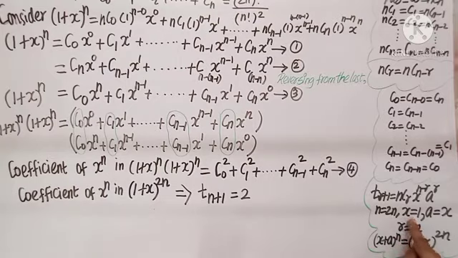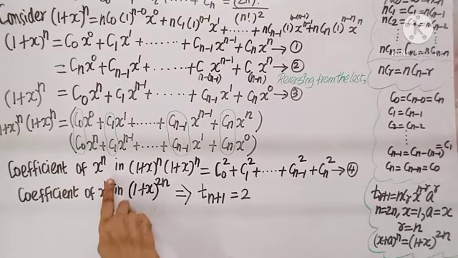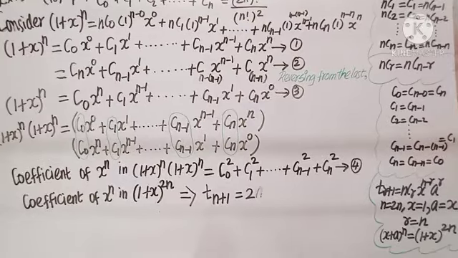Here x is 1, a is x, n is 2n. We know the general term T(r+1). What is the general term? nCr x^(n−r) a^r. What is a? x. I will get x^r. But I want x^n. So put r equals n.